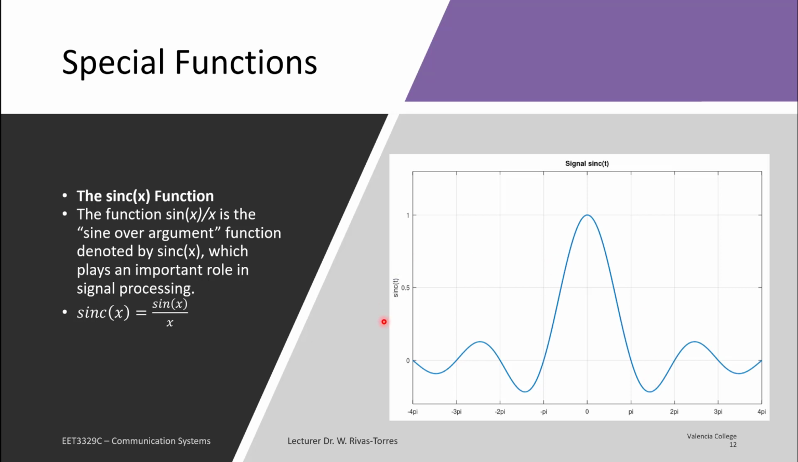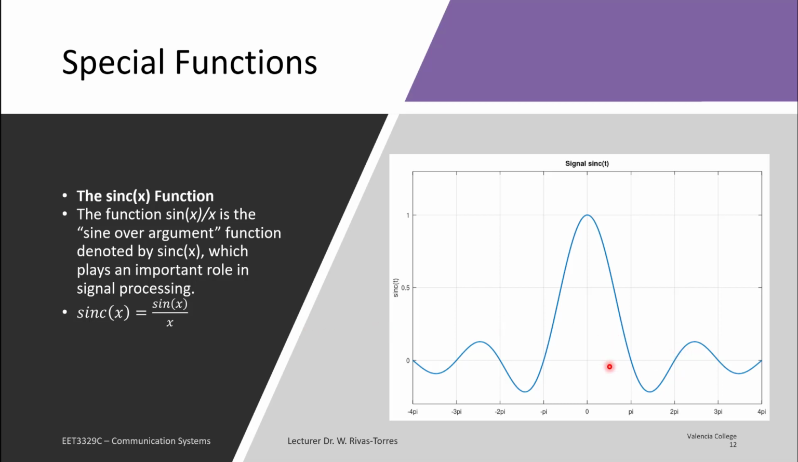Here's a special function. If you've taken the signal processing course, you probably have seen this function before. It's called the sinc function. The sinc function results in sine x over x. So whenever you see sine x over x, we call that the sinc function. The argument is the x, and if I divide by that argument, that's my sinc function.